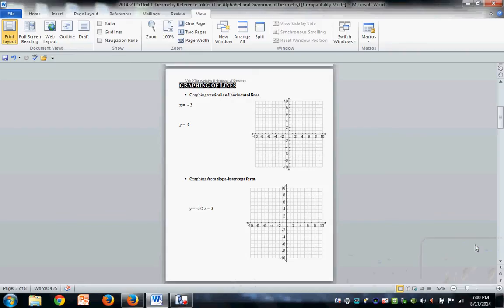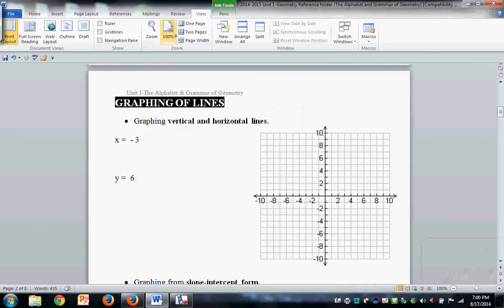This is the reference booklet, Unit 1, Graphing of Lines.